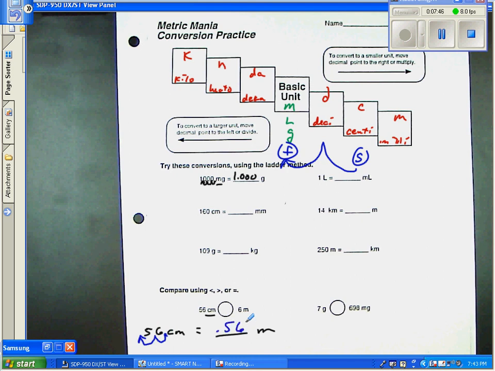Since 0.56 meters is obviously smaller than 6 meters, draw the appropriate sign in there. So the less than sign will fit.